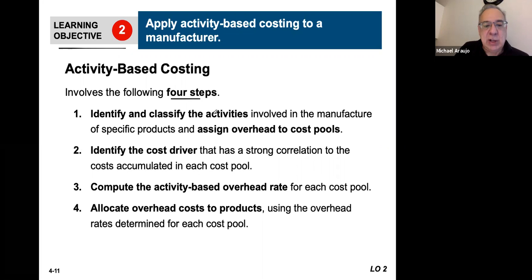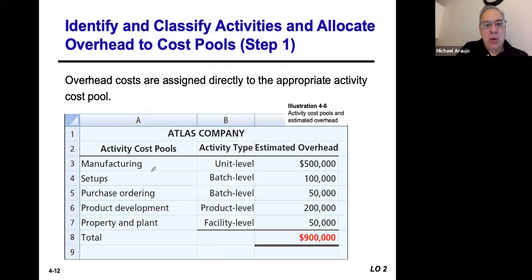Okay. So at first, we're going to identify and classify the activities and then assign overhead costs to the cost pool. Identify the cost driver, compute the activity-based rate, and then we're going to allocate that to the product. So you're going to see these steps play out right here in this objective, one at a time. We are using Atlas Company, as I was saying, from objective 1.